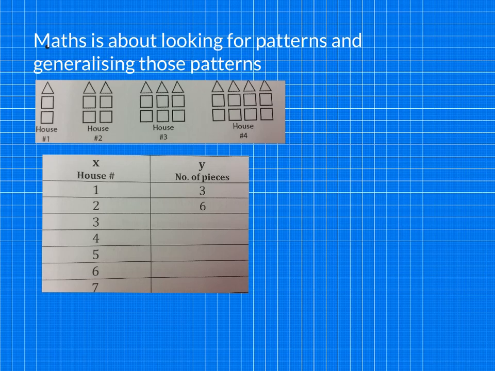Maths is about looking for patterns and then trying to generalize these patterns. Let's take this first example. We have house number 1, house number 2, house number 3, and house number 4. These houses are getting bigger. Hopefully then we should be able to look at the pattern and be able to draw house number 5.